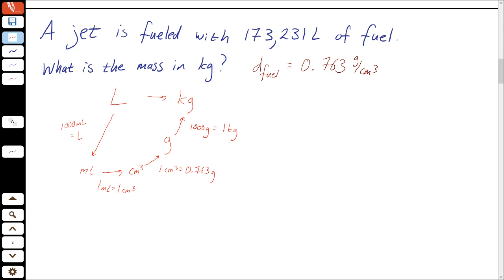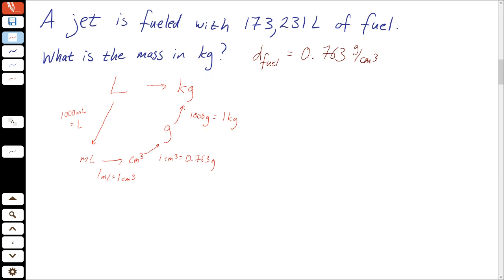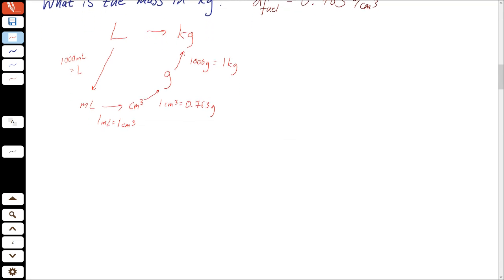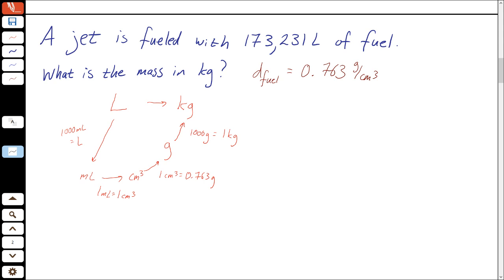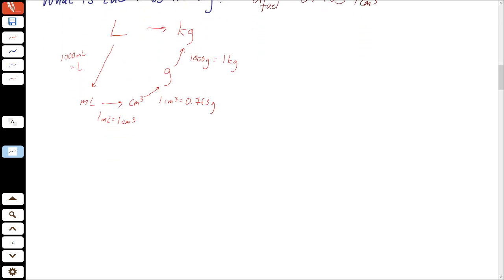So my next step is to actually set up the mathematical conversion that's going to get me from liters to kilograms. But now that I've got my map set up, I should be able to follow the units and do this all in a fairly straightforward way. So I'm going to start with my initial number in liters, 173,231 liters. And I'm going to take successive steps to convert this to different units.